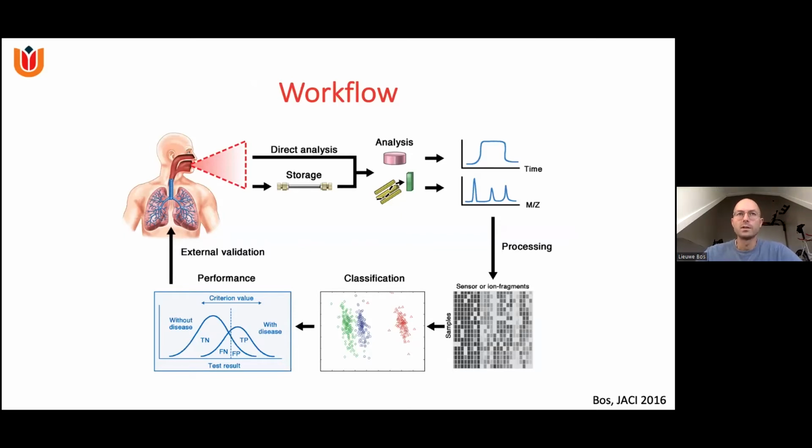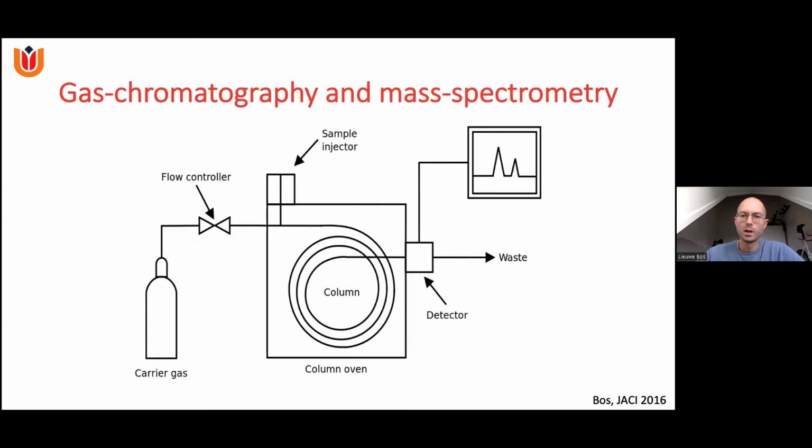The most important arrow in this graph is the arrow on the left, where we apply external validation. So use this classifier on a new patient cohort and evaluate how well the test performs. And I'll come back to a few instances of external validation in the examples that I'm going to give now. So all the examples that I will talk about are about gas chromatography and mass spectrometry. Given the audience here, I will not go into detail how this works exactly, but I will come back to this slide to discuss some improvements that can be made to the setup.